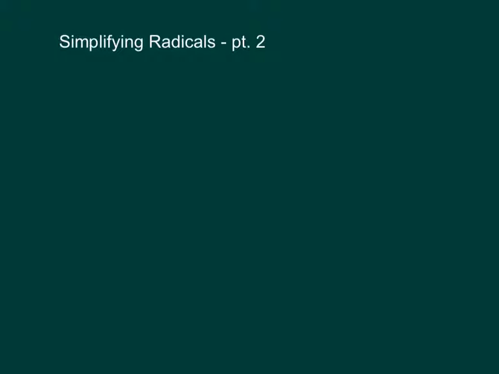In part 2 of simplifying radicals, we're going to take a look at a couple different examples. If you recall from the first lesson, we are looking for perfect square factors, numbers like 4, 9, 16, 25, 36, 49. These are perfect square factors. 10 times 10, 11 squared, 12 squared, 13 squared. And if one of those numbers is a factor of the number inside the radical, then we can simplify it.